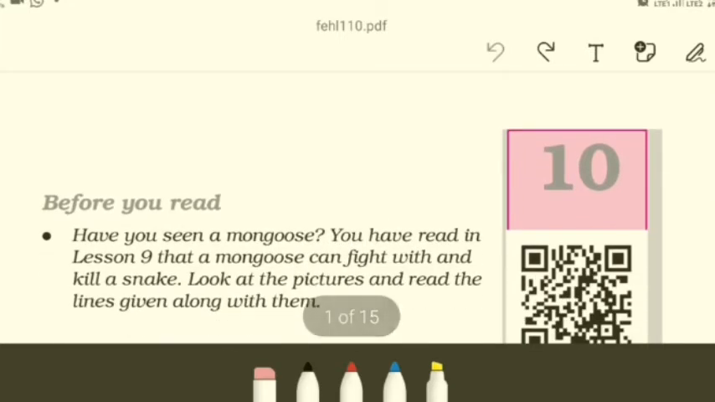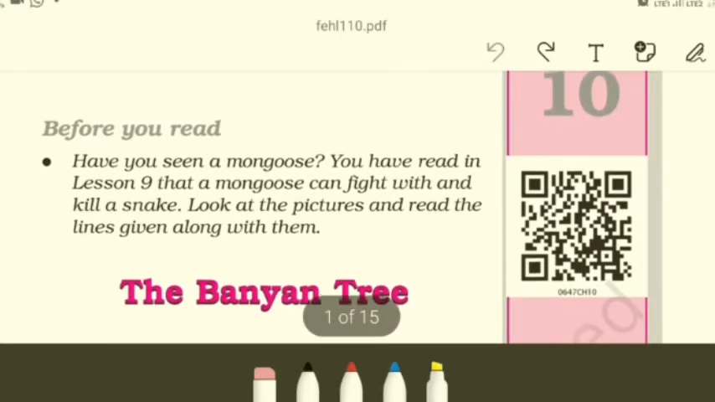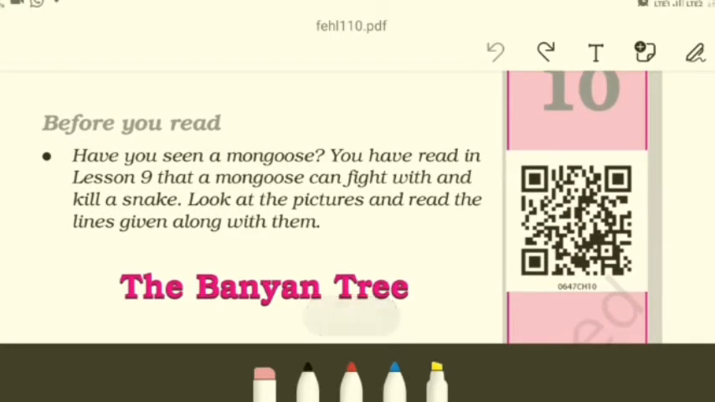Now let us begin the lesson, the 10th lesson of your English Honeysuckle text. The pending poems and all will also be discussed, do not worry. But let's start with a bit of preface before we study. Have you seen a mongoose? I'm not sure how many of you have seen one. Maybe you have seen them on Animal Planet or Discovery channels.